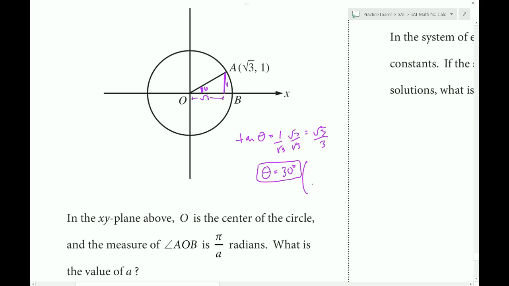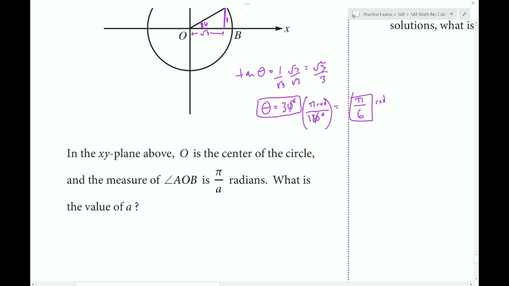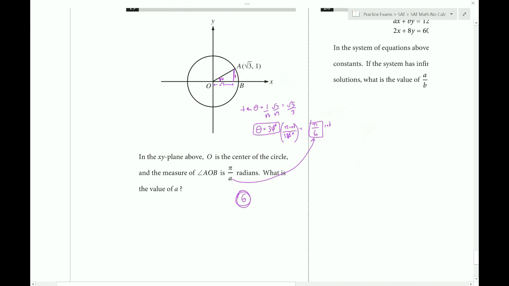So now we just have to convert that into radians. To do so, we would do a pi over 180, because pi radians is equivalent to 180 degrees. That gives us our conversion factor. The degrees will cancel out. 30 over 180. We cancel the zeros. 3 over 18 is 1 over 6. So we end up with pi over 6 radians, and therefore A is equivalent to 6. Okay.